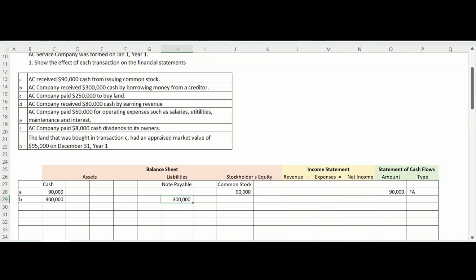Now, this note payable and cash receipt are not revenue and expense items, so there's no income statement effect. However, there is an inflow of $300,000 cash. And because AC is borrowing money from a creditor, it's a note payable. This is also a financing activity.